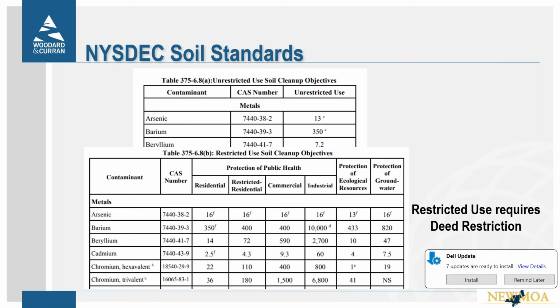And then, as I said before, the institutional control side of things should not be forgotten, and we'll talk about that in the latter part of my presentation. If you are going to do less than unrestricted, you're going to have something that rides with the land going forward that documents and protects and makes sure that that continues to be so. So a deed restriction will be necessary if you're going to be cleaning up to one of these lesser standards.